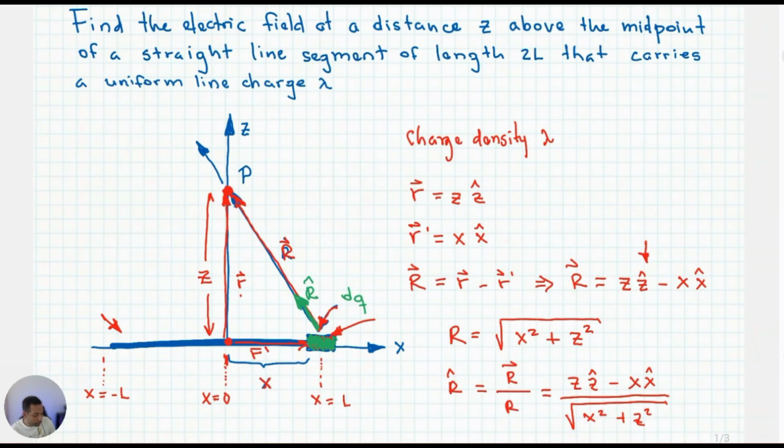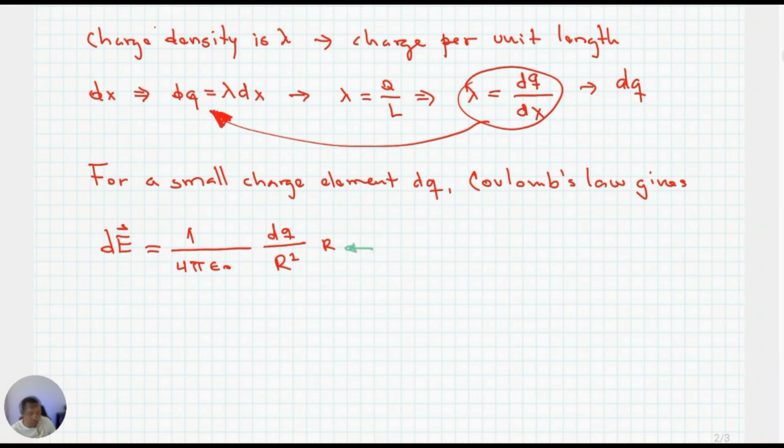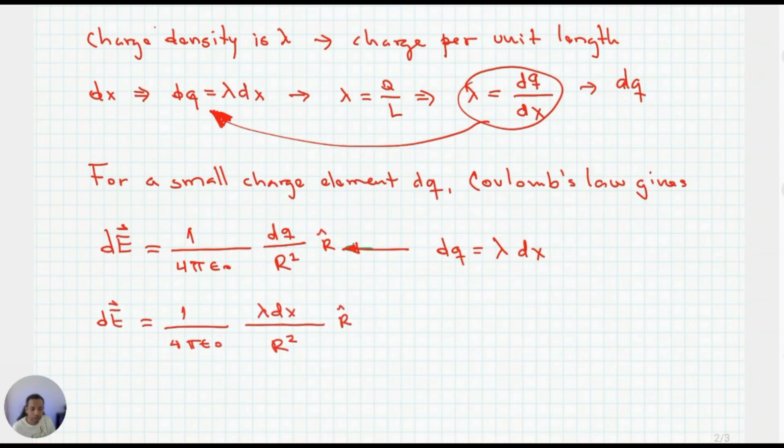Okay, and we want to say the electric field produced by this element dq at this point P, by definition of Coulomb's law, is this. Okay, we already know that. So because we know that dq is equal to lambda dx, we just replace this into this equation and we get something like this.